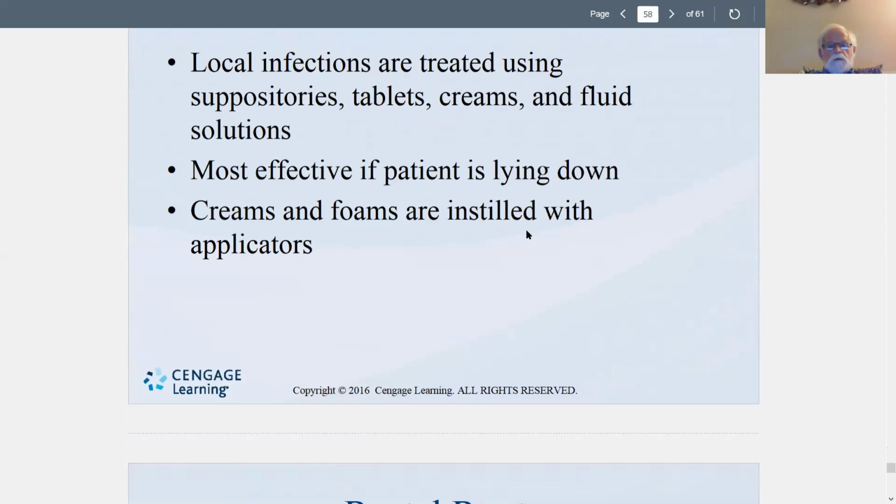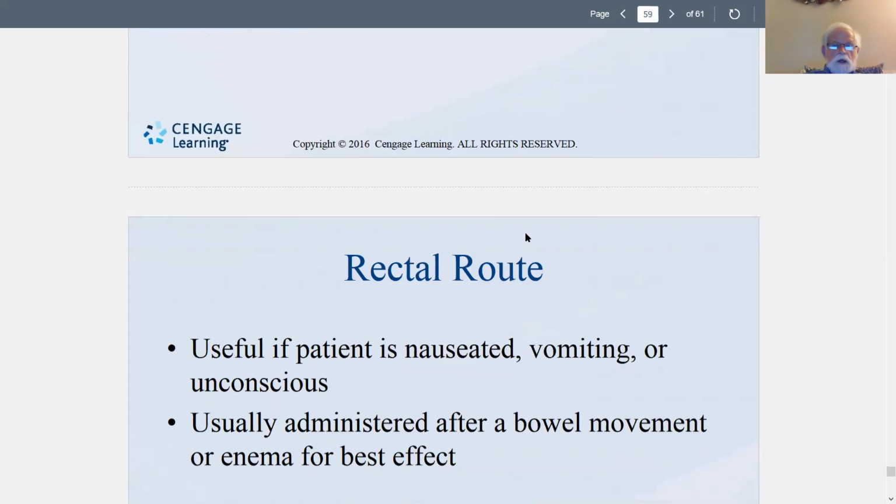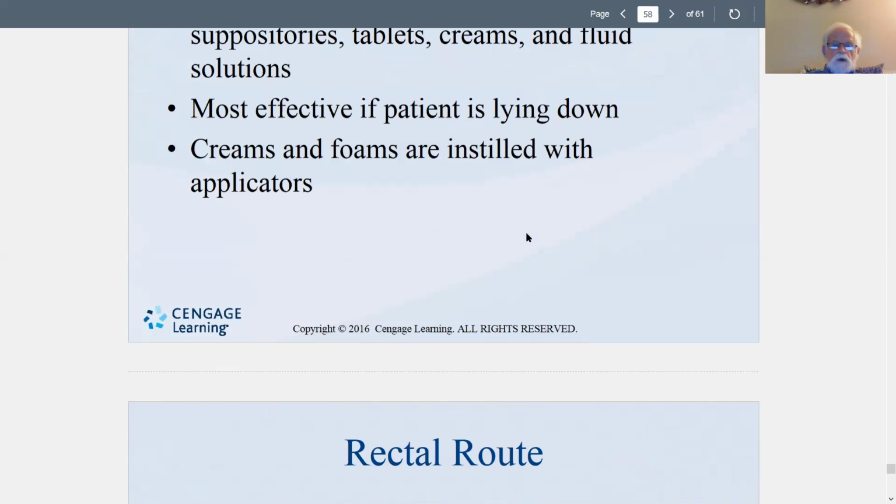Vaginal route, local infections can be treated with all sorts of things. We can use suppositories, even tablets, creams, foams, and that sort of thing that can be either inserted by hand or using an applicator. This usually requires a little bit of training to the patient.